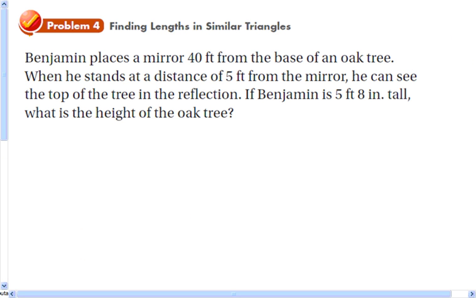All right, problem 4. Benjamin places a mirror 40 feet from the base of an oak tree. When he stands at a distance 5 feet from the mirror, he can see the top of the tree in the reflection. If Ben is 5 feet 8 inches tall, what is the height of the oak tree? I'm going to make a drawing to help me get my thinking together here.